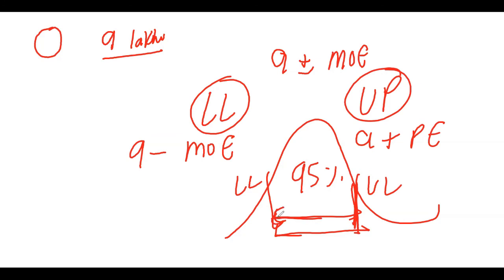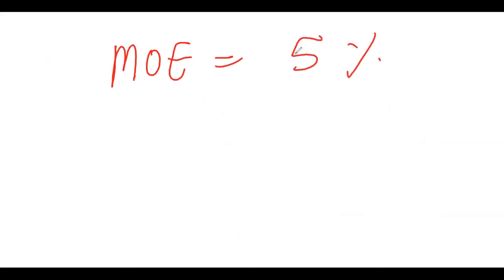So this is the concept of margin of error. But this margin of error is very important for the calculation of the sample size. Why? Suppose I keep my margin of error at 5%, or let's say it is E. So what is my formula for margin of error?